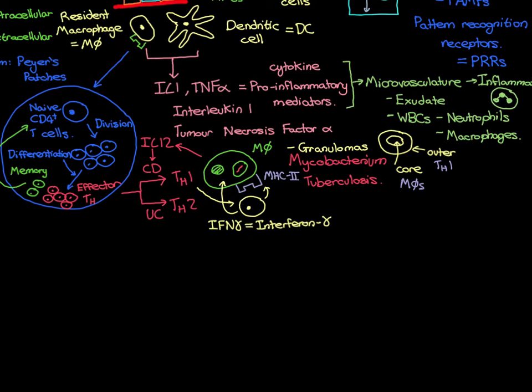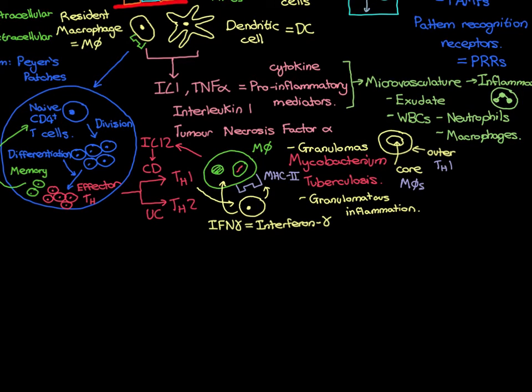So classically, when you get T helper 1 cells being produced as the CD4 positive T cell adaptive immune response, you end up with granuloma formation, and we call this type of inflammation granulomatous inflammation. And indeed, in Crohn's disease, you end up with granulomas being formed. So you end up with a granulomatous inflammation. Okay, so this is a complicated story, so let me just summarize what I've told you so far.